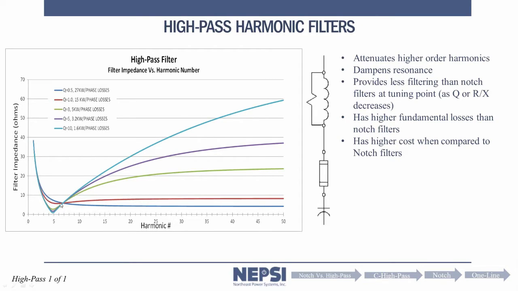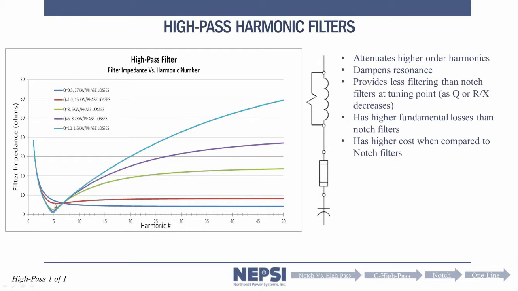So you can see that as we decrease the resistance, okay, or we change the Q factor of this filter, the amount of power consumed by the filter goes up. We start off at 1.6 kW per phase with a Q factor of 10 on this filter, and you can see that as we go down in Q factor from 10 down to 0.5, the kW losses inside this filter system significantly go up. You can also see that as you drop the resistance, the filtering at the fifth harmonic drops off.